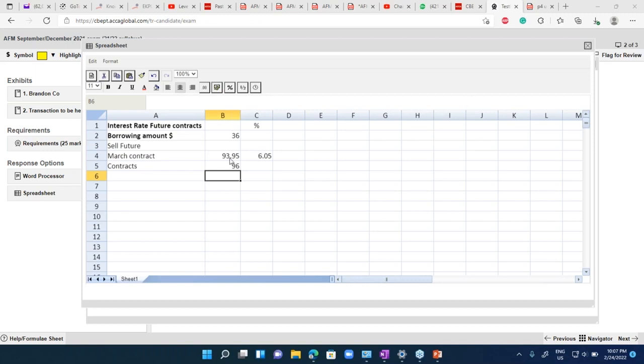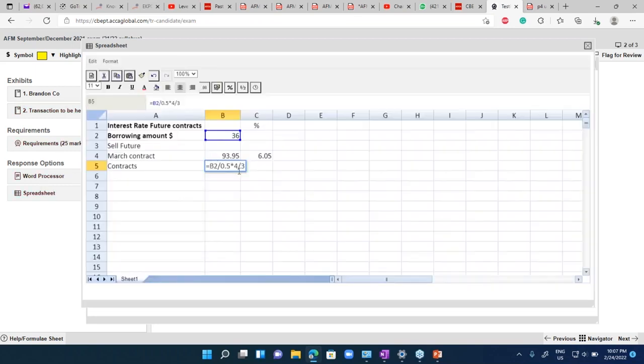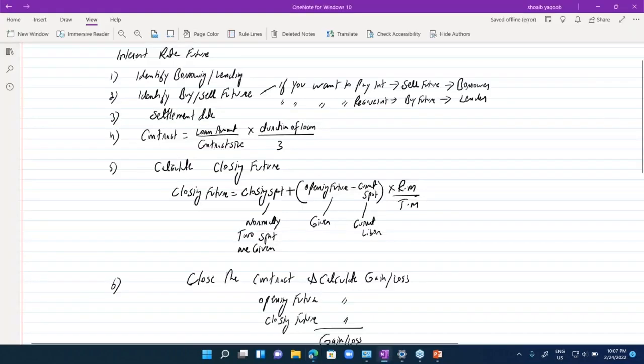So number of contracts are 96. Please, it is 36 divided by contract size. Contract size is 0.5 million, into duration of loan is 4 divided by 3. Number of contracts are 96. So guys, what is the next step?